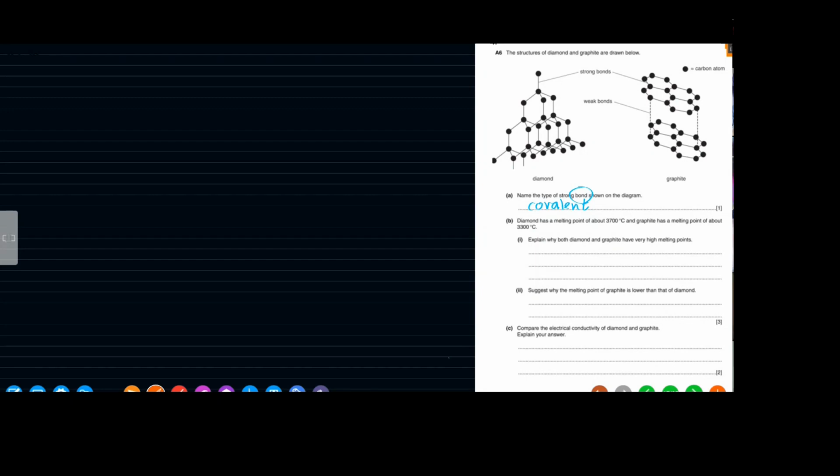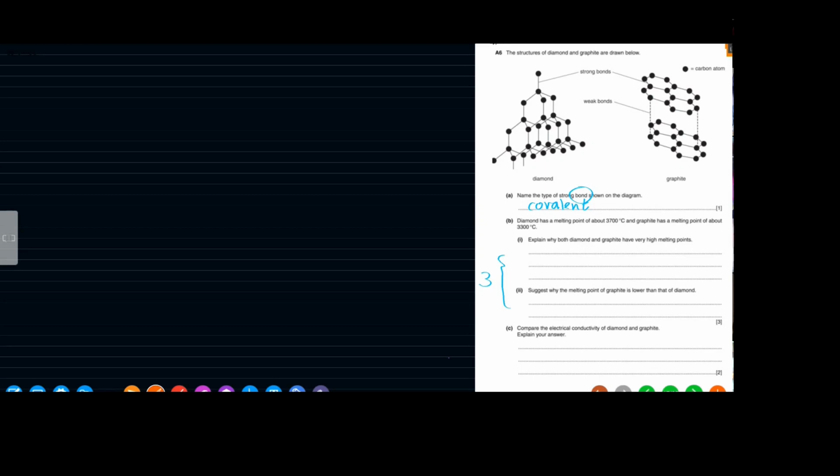Explain why both diamond and graphite have very high melting point. This carries 2 marks, because the two questions have 3 marks altogether. So explain why both diamond and graphite have very high melting point.